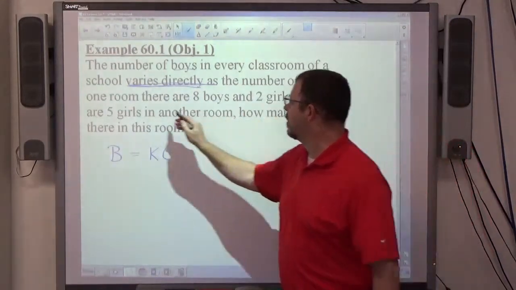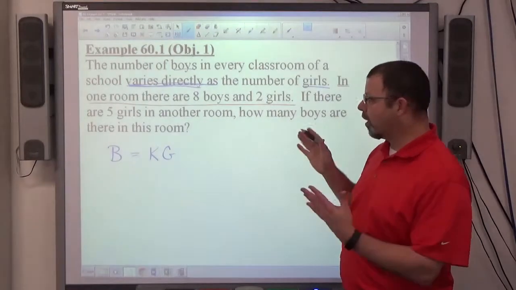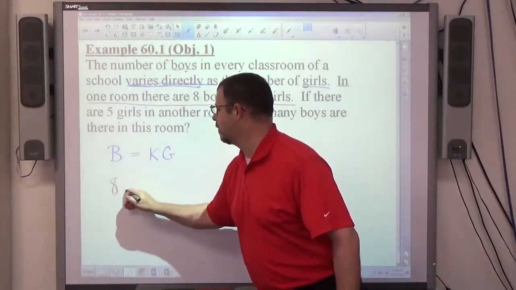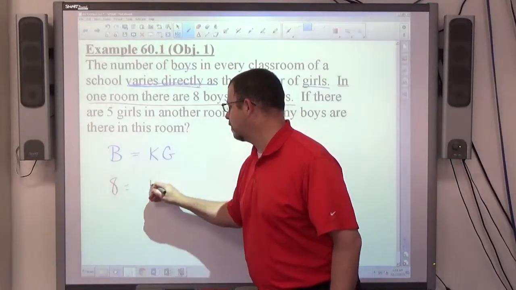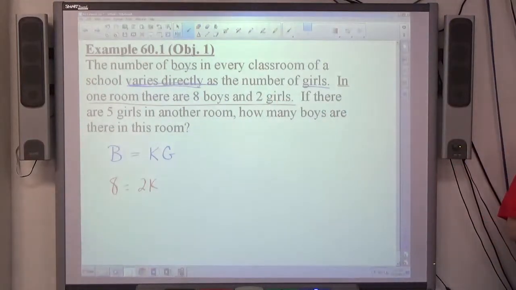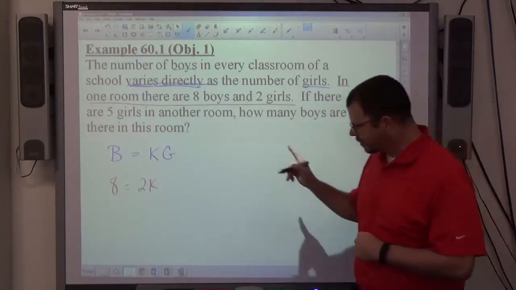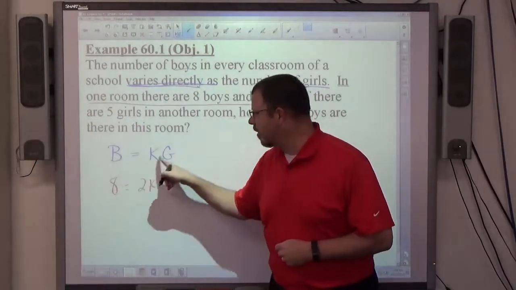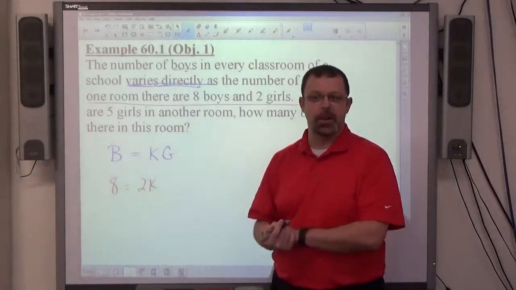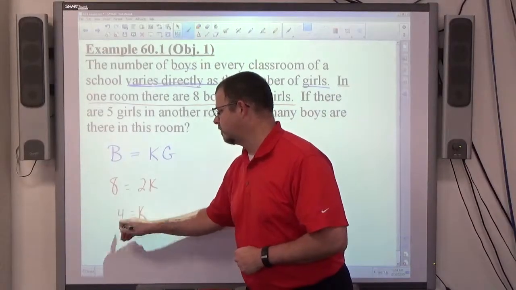In one room, there are 8 boys and 2 girls. So in one room, there were 8 boys and 2 girls means 8 equals K times 2. You can write K times 2. I wrote 2K. I prefer that structure. But if you wrote K times 2, it means the same thing. But again, they tell me how many boys and how many girls there are in one scenario. And if I divide both sides by 2, that tells me what K equals.